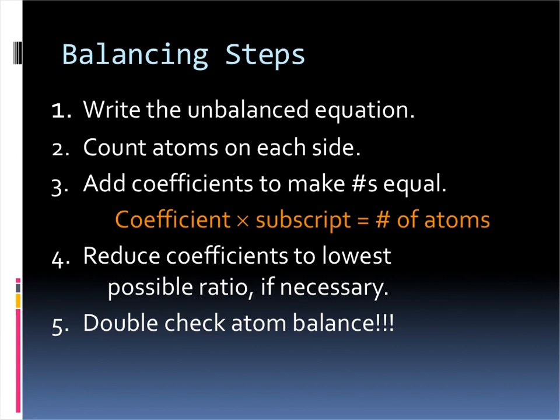All right, so for you guys that like steps, here's a step-by-step guide to balancing. You're going to write the unbalanced equation and count the atoms on each side of the unbalanced equation. Then we're going to add those coefficients, the big numbers in front, to make our number of atoms of each type equal on each side. Realizing that the coefficient in front times a subscript on the formula of the substance is going to tell us the number of atoms. If we can, we reduce our coefficients to the lowest possible ratio, and then make sure you double check so you get it right.